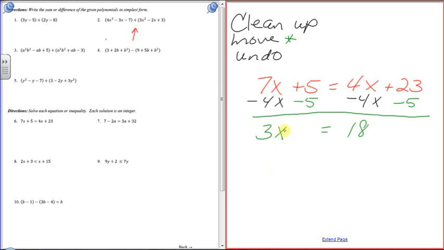Now we go to the undo. Undo what? Well, x is being multiplied by 3. We undo multiplication with division. So I'm going to divide both sides by 3. And that gives me x is equal to 6.